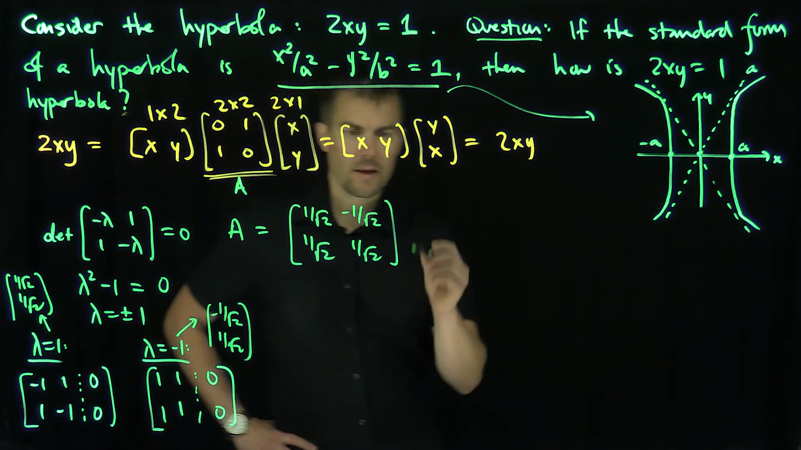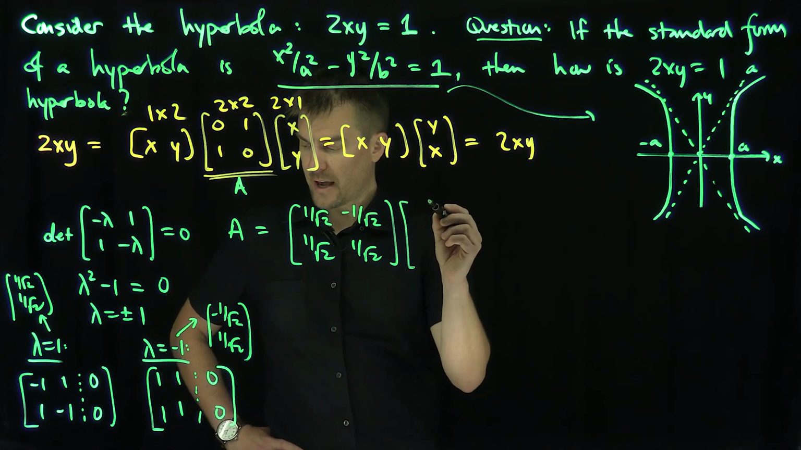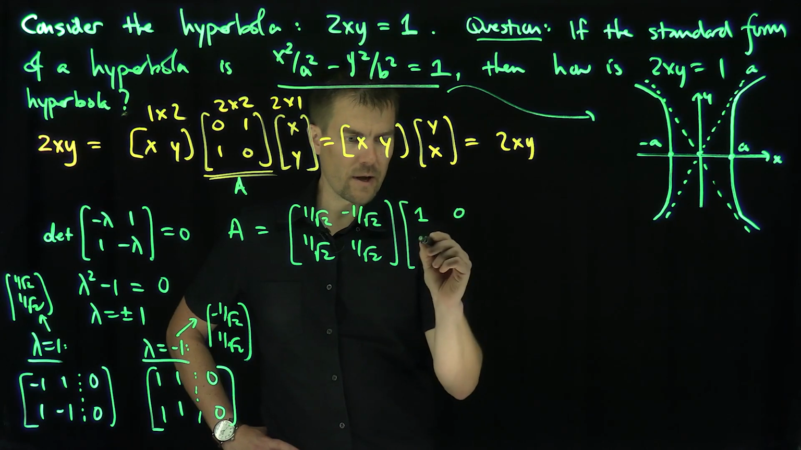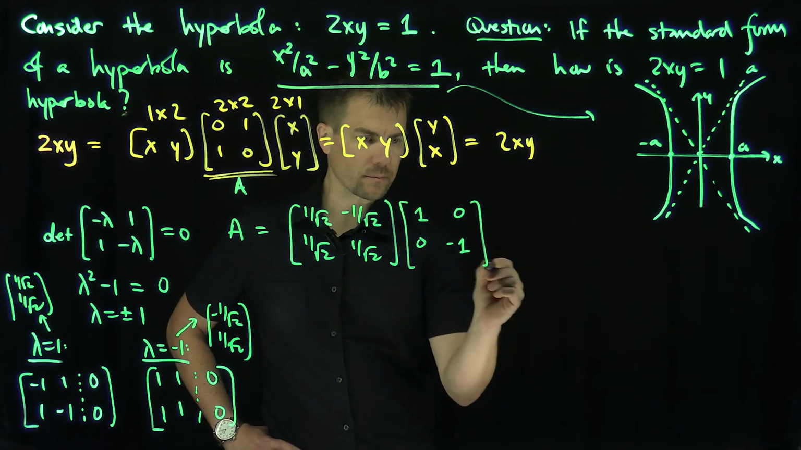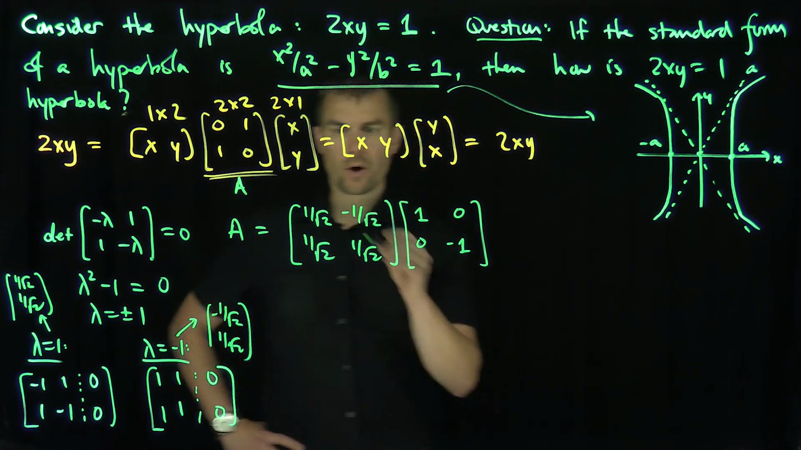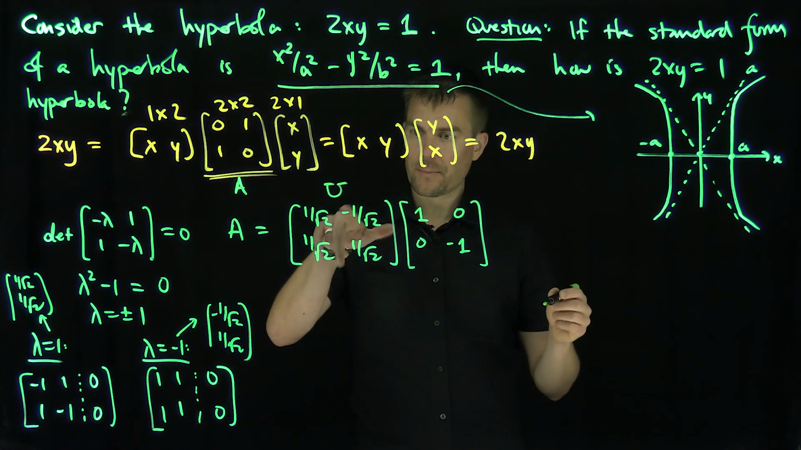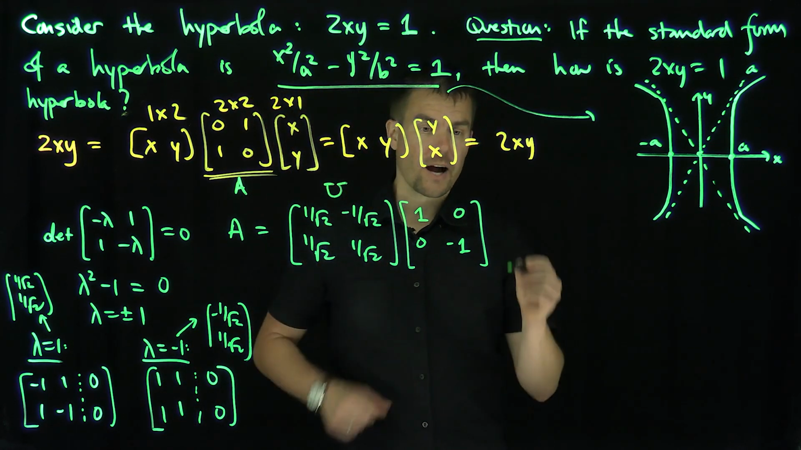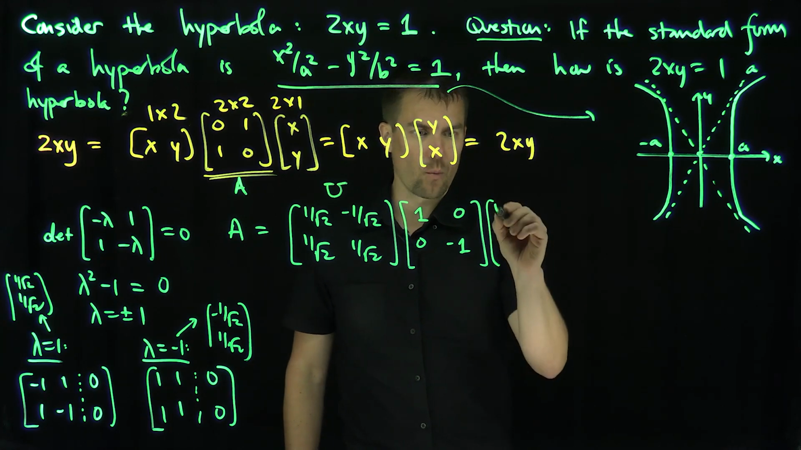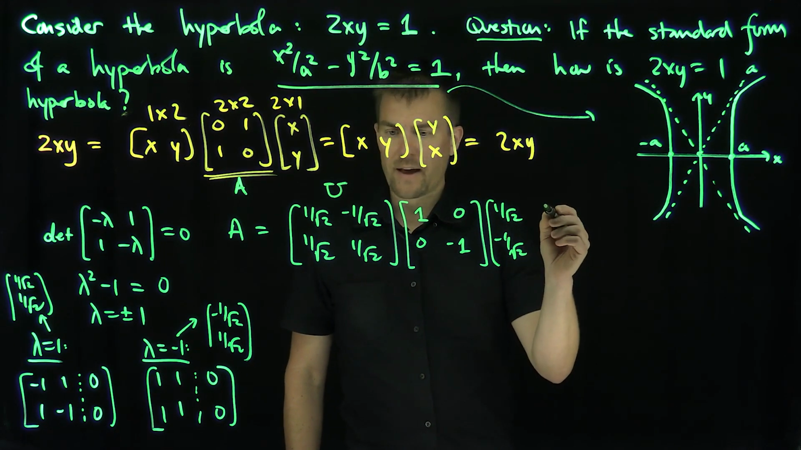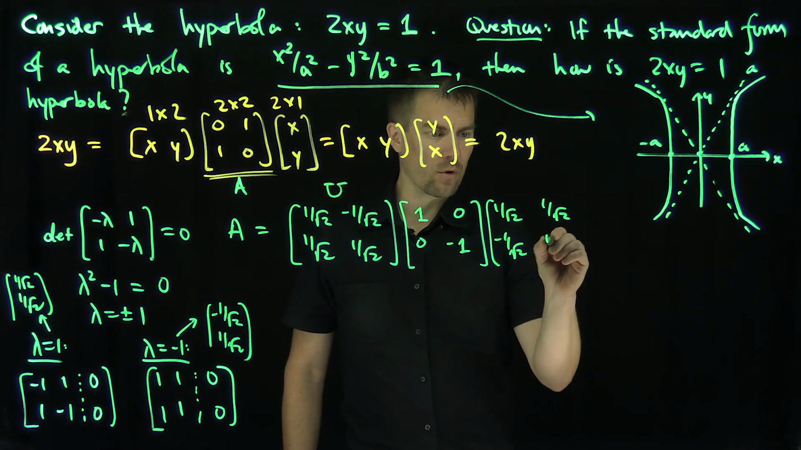That's my P. And then I have my diagonal matrix. I'm going to have a what? I'm going to have a 1 first, a 0, and then a negative 1. And then I have the inverse of this matrix. I'm going to call this matrix over here U, right? And since this is an orthogonal matrix, I'm just going to put a U transpose over here. So that's going to be a 1 over root 2, and then a negative 1 over root 2, and then a 1 over root 2, and then a 1 over root 2.